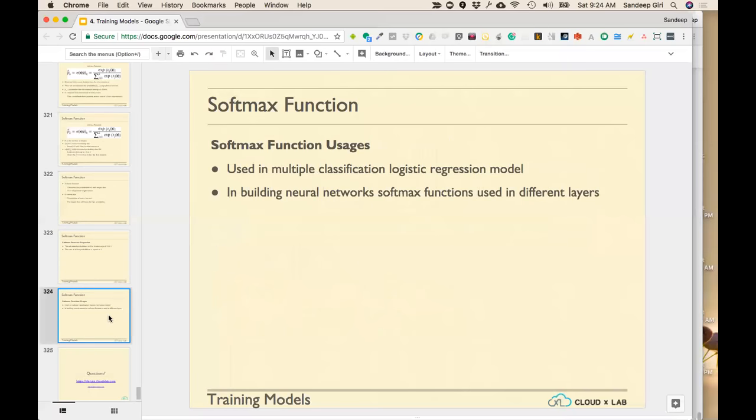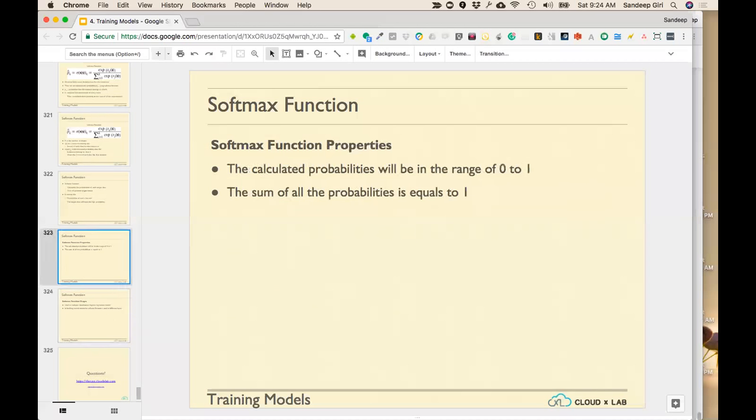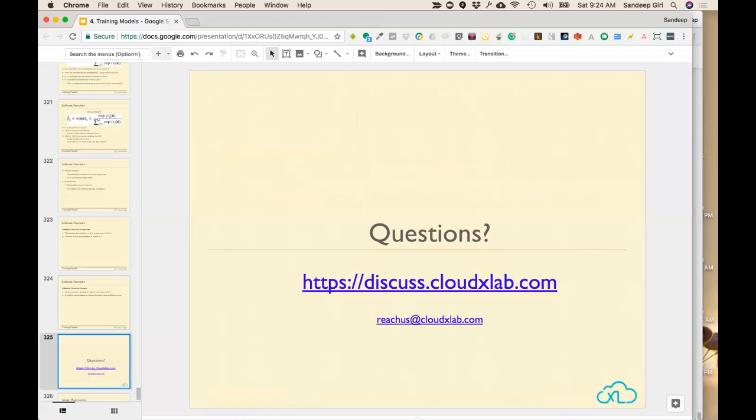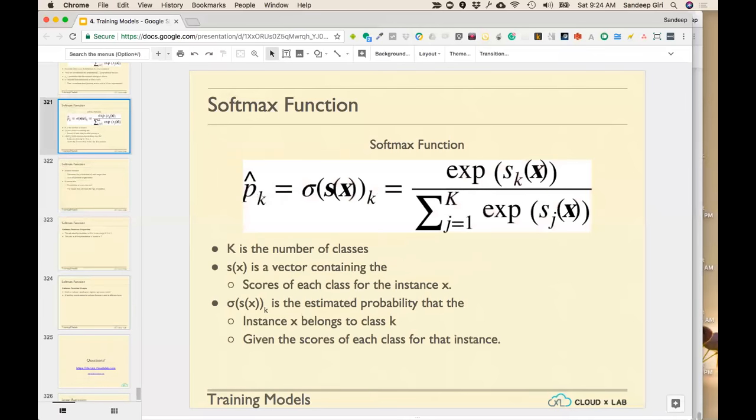All right. So the softmax function will be used again, softmax as well as logistic, all of sigmoid and these things will keep on coming again as we go ahead. So that's pretty much with respect to training models. I would like to now continue with the SVM. Any questions with respect to softmax? No questions?